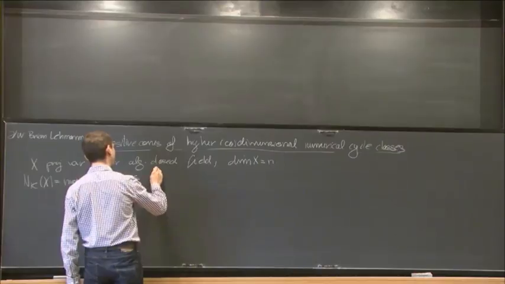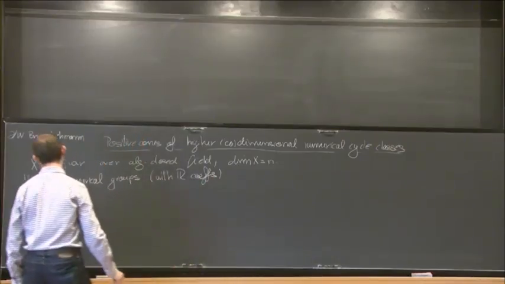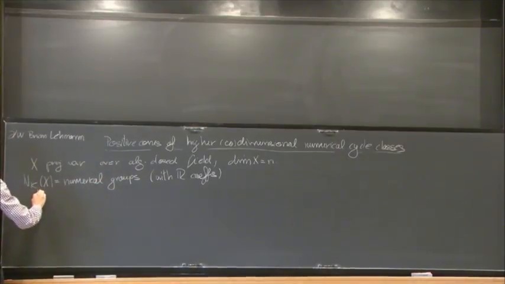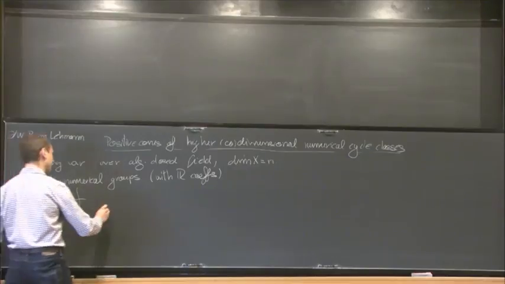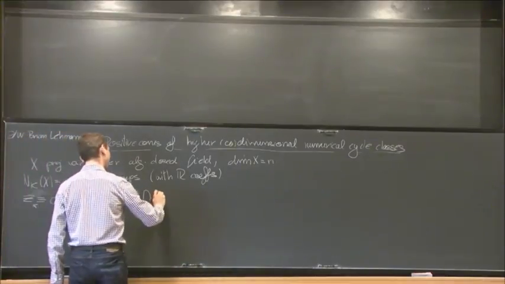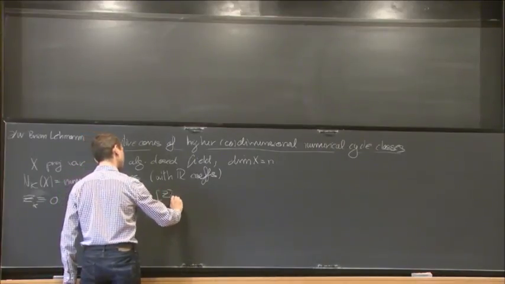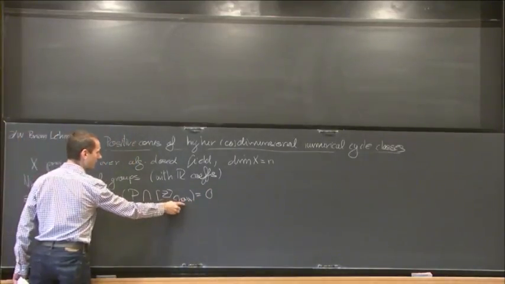So I always work with R coefficients. And then maybe it's worth recalling the definition, because in the singular case, it's not what most people expect. Okay, so let's define what it means for a k-cycle to be numerically trivial. So Z is numerically trivial, and it's a k-cycle, if the degree, whenever we intersect it with Chern classes, we get 0. So Z has a Chow class.